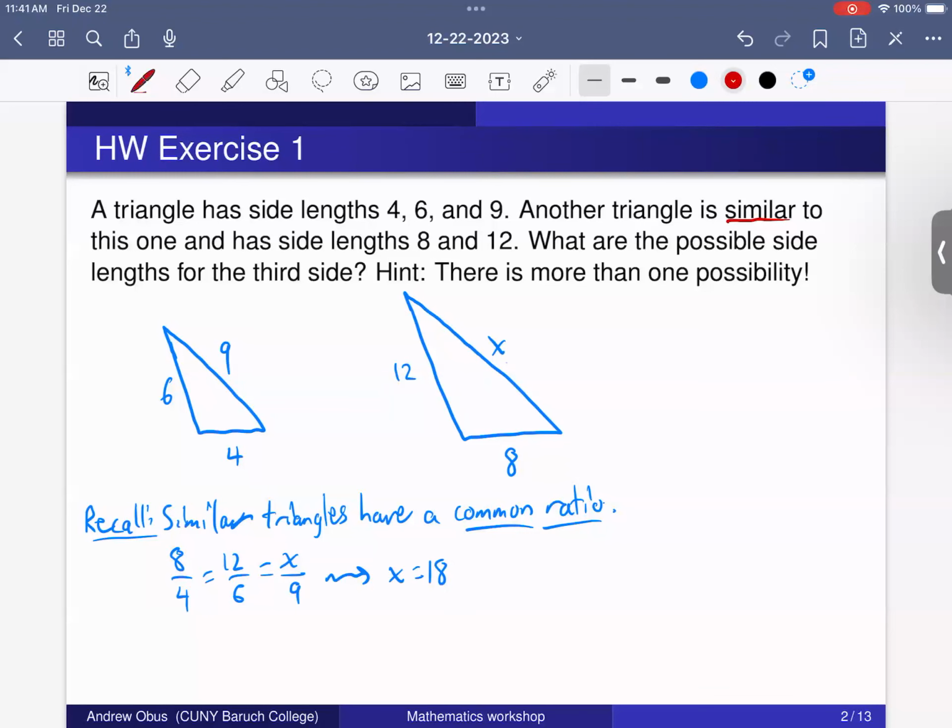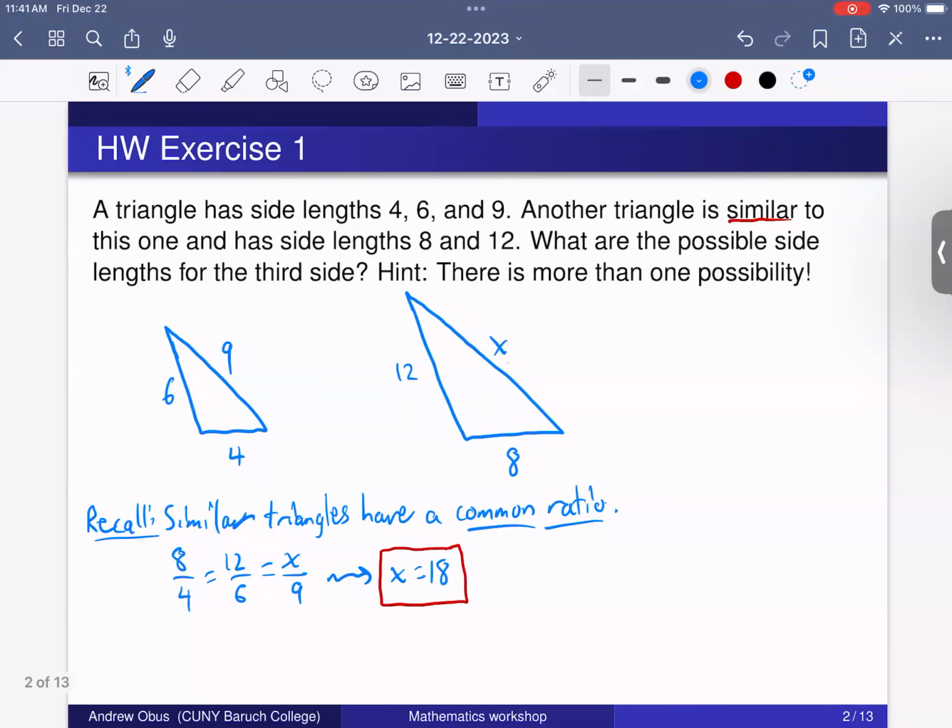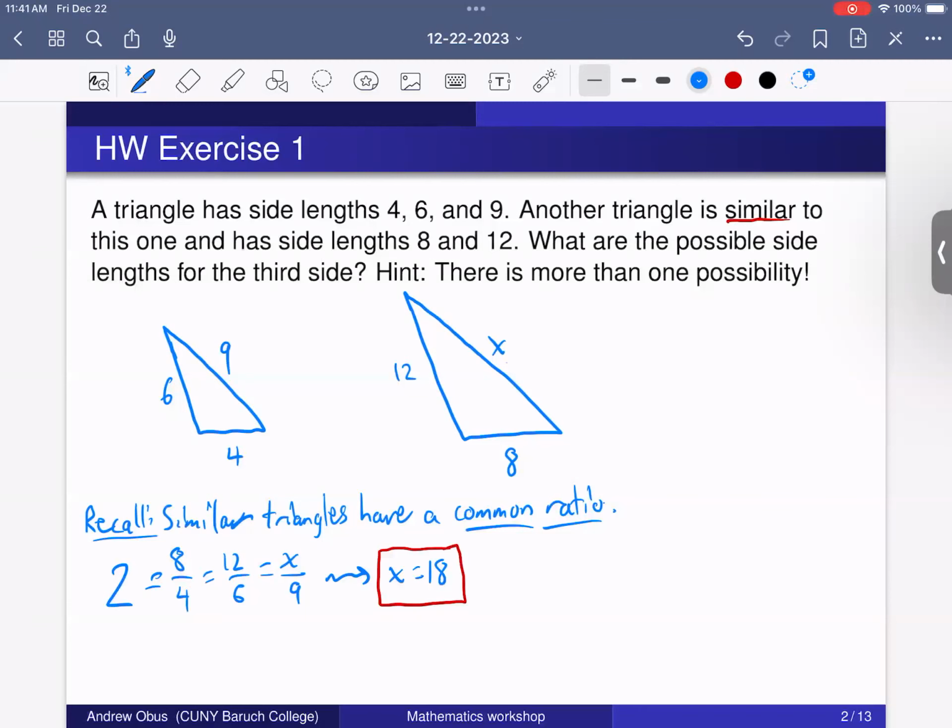So this is definitely a correct answer. You can have X equals 18 over here, because you have the 8 to 4 and the 12 to 6. All of these things are equal to 2. So if 2 is equal to 8 over 4 and 12 over 6, it's X over 9. If you just want to show the work, 2 is equal to X over 9, and we multiply both sides by 9, and we get 18 equals X. That's completely fine. So 18 is definitely an answer to this question.